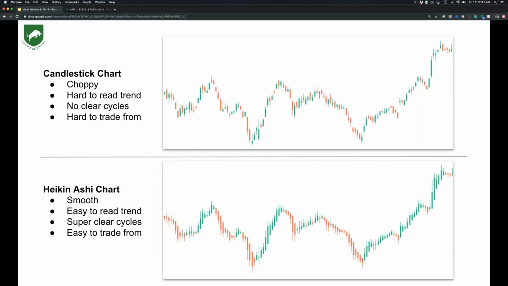So the payday cycle strategy uses a very, very simple chart called the Heikin-Ashi chart. How many people here, just show of hands, know about the Heikin-Ashi chart? Let me know. Everybody, yes, yes, yes. Okay, cool.